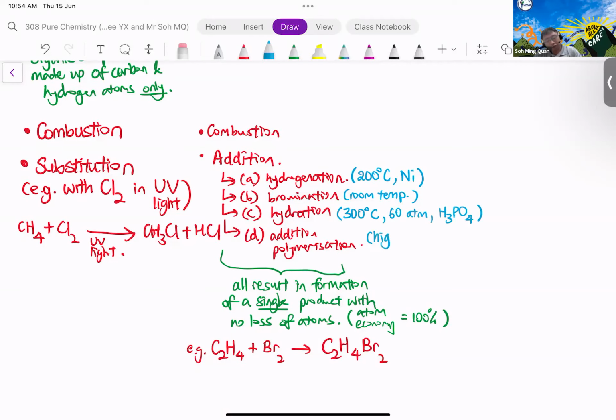Finally, for addition polymerization, you need high temperature and pressure, and also a catalyst. Now, we do not learn the catalysts for addition polymerization in O level. There are special catalysts for polymerization to take place. So I'm sure you have seen so far, the catalyst is not the same. Nickel is the catalyst for hydrogenation. In fact, that is an important industrial use of nickel. Nickel is used as a catalyst for hydrogenation of alkenes. So different catalysts will catalyze different reactions.